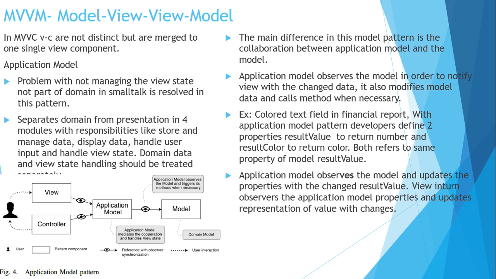The example here is a colored text field in the financial model which I spoke of a while ago. Here there are two properties, result view and result color. Result view will return a number and result color will return a number, and they refer to the same property of the result value. The application model observes the model and updates the properties with the changed result value. The view in turn observes the application model properties and updates the representation of the values with changes.